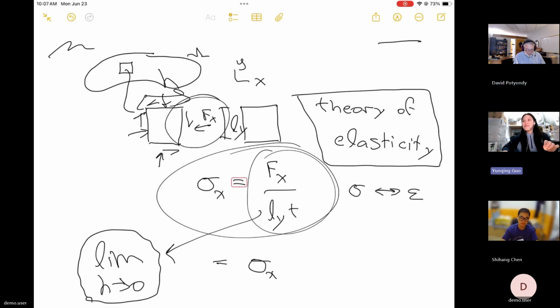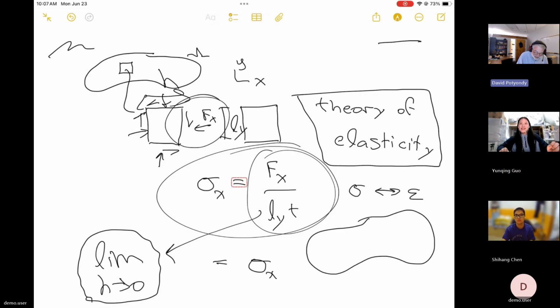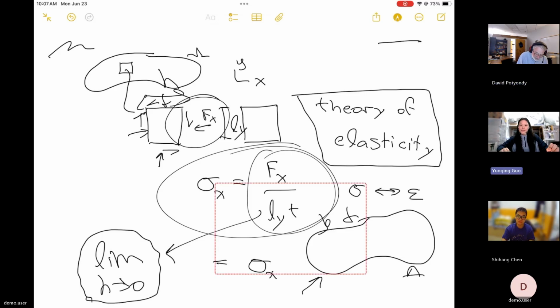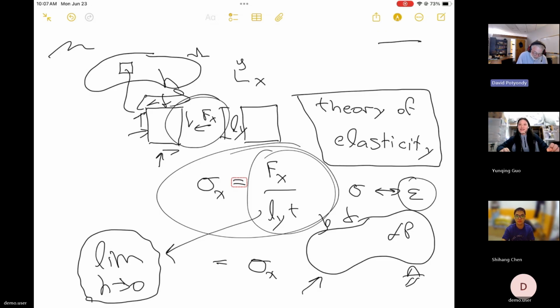It's a theory that says if I have a continuum of any shape with any sort of boundary conditions, and if I apply any sort of load, how is it going to deform? What's the strain going to be everywhere? And what's the stress going to be everywhere? And so we call this theory of elasticity.